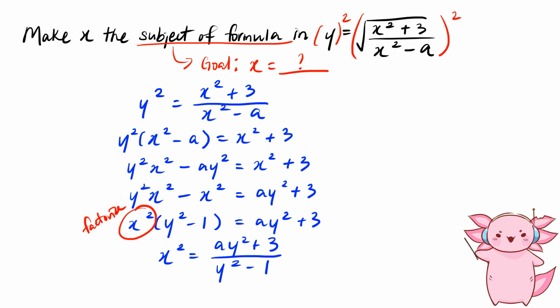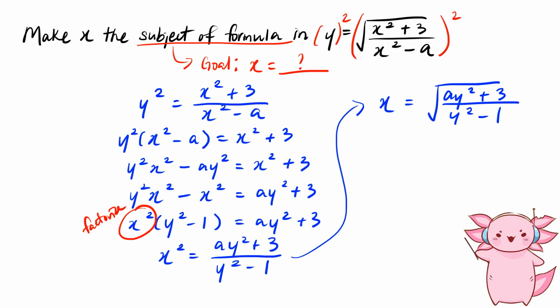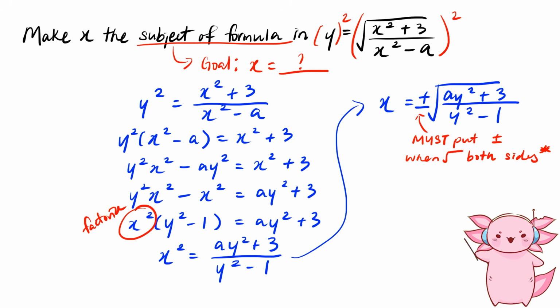Okay, finally, now we are getting something close to the x is equals to something form. The last step is to square root both sides, and remember when we square root both sides, we have to put a plus minus sign over here because there's actually two solutions.